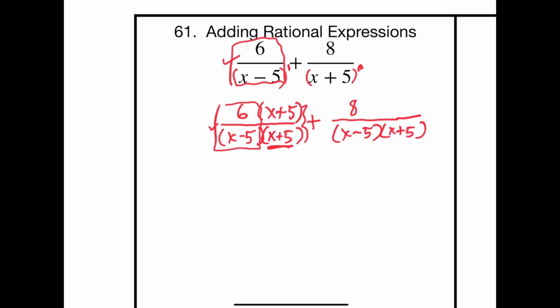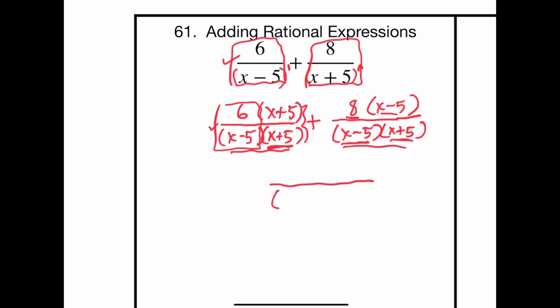In the second fraction, I had an 8 over x plus 5. And you can see the 8 over x plus 5 here. What's new is the x minus 5. And so I'm going to have to multiply the numerator as well, x minus 5, to have x minus 5 over x minus 5, which is just 1. Again, anything times 1 does not change the value. Since my denominators are now common, I can add.